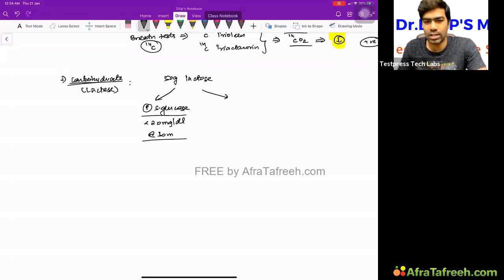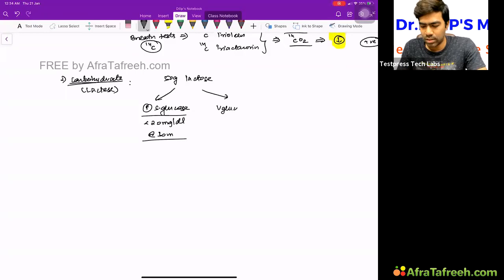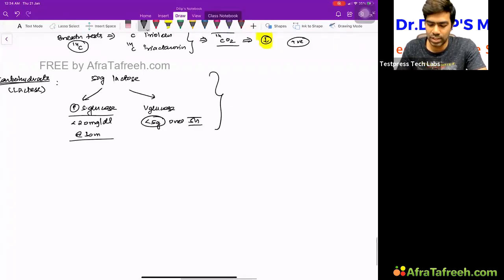And second, you can look at the urinary glucose also. Normally, your urinary glucose will increase. But if the urinary glucose does not increase and it is less than 5 grams over a 5-hour period, where you are collecting the urine for 5 hours, then it is considered positive for lactose malabsorption. But nevertheless, we currently don't use this test.